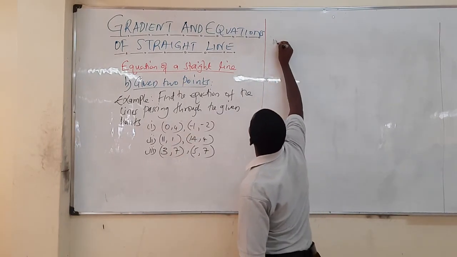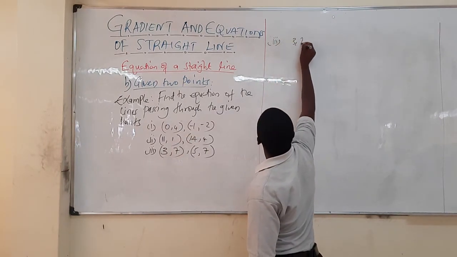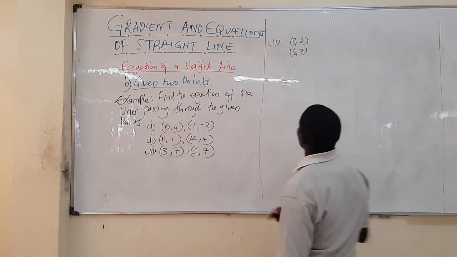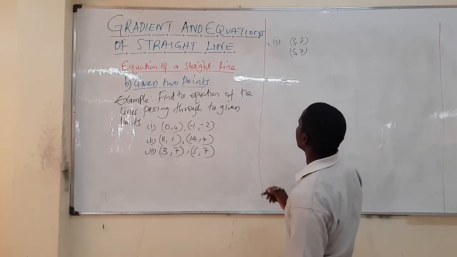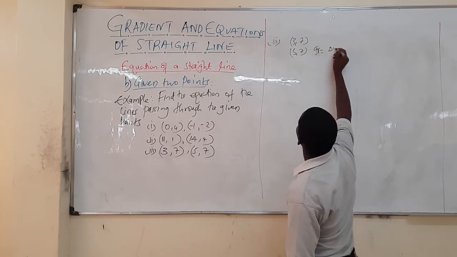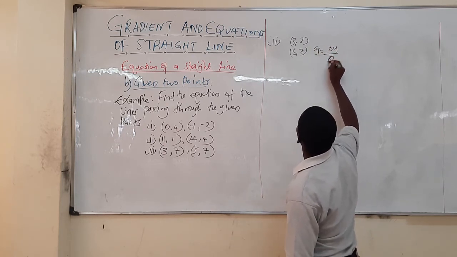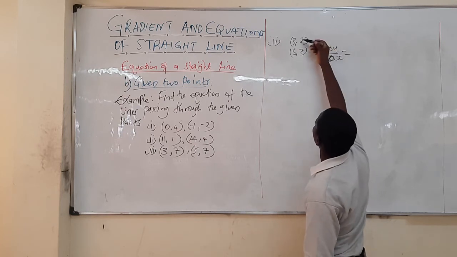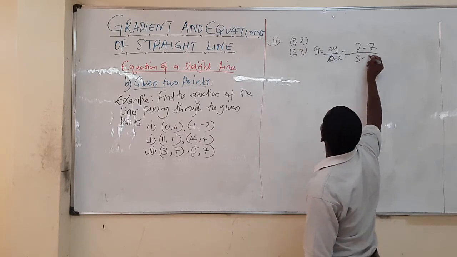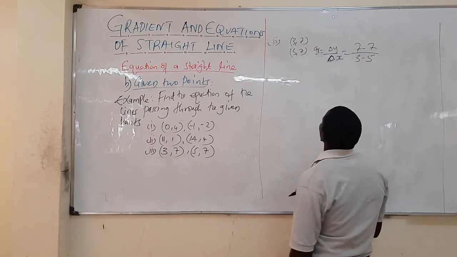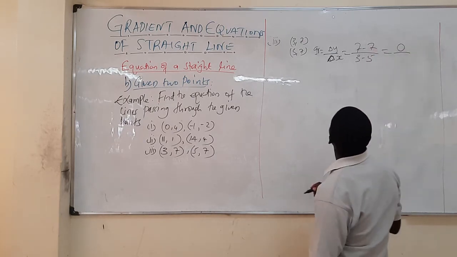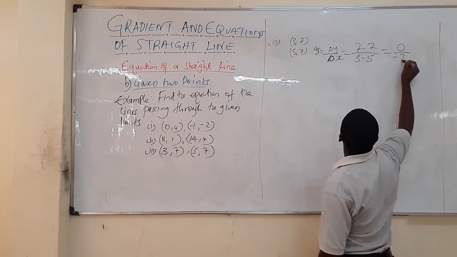And then let's look at that one. We have first point 3, 7, and the second point is 5, 7. I want to get the equation of a line that is passing through the 2 points. So the first thing, we get the gradient, which is given by change in y over change in x, and then change in y, I have 7 minus 7 divided by 3 minus 5. So you're going to have 7 minus 7 is 0, divided by 3 minus 5 should be minus 2.